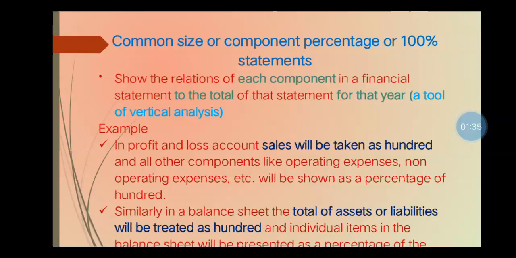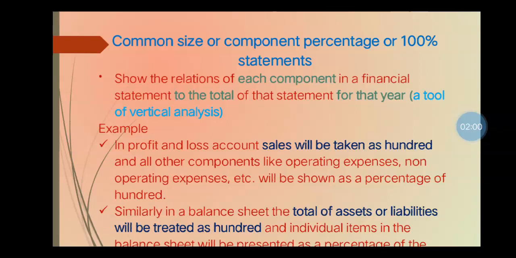For example, in case of a common size income statement, sales is the most important item. So sales will be taken as 100. Sales will be taken as the base. Each and every item of the profit and loss account, the income statement, is compared to sales and a percentage is computed. That is common size income statement.